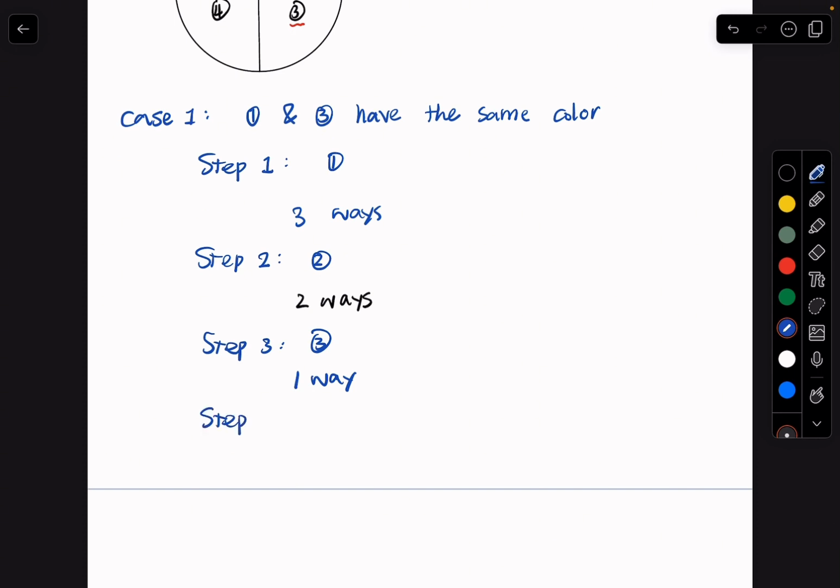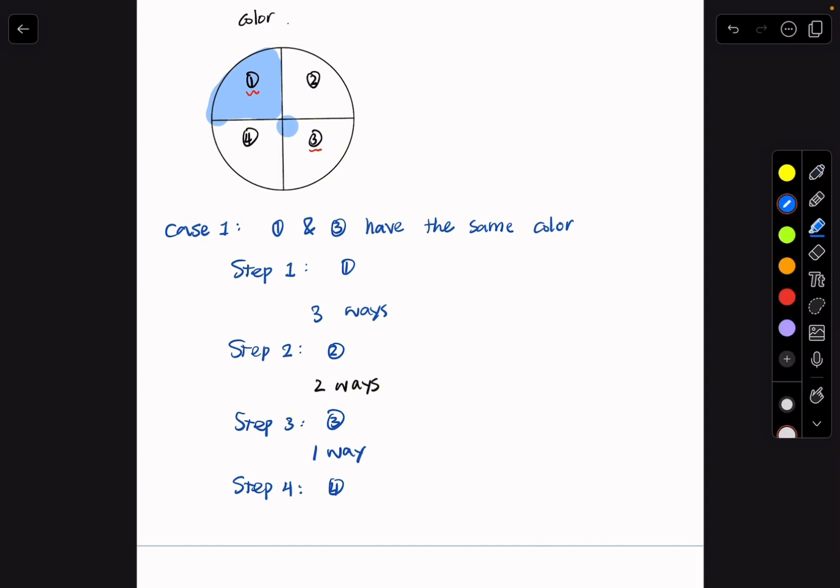Now let's look at the last step. We're coloring the last spot. So because here my region 3 has the same color as region 1, for example, let's just say they are both blue. Okay, so now let's look at the fourth region. Originally, I have yellow, blue, and red. Okay, so 1 and 3 are both blue, so blue cannot be chosen again. So that means I can choose either yellow or red, which gives me 2 choices.